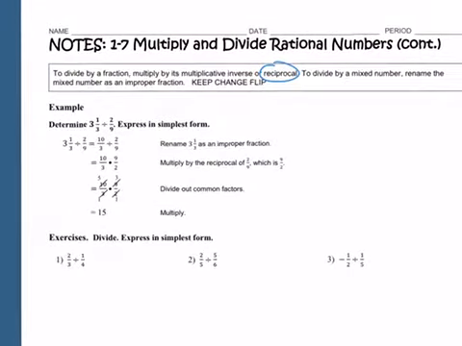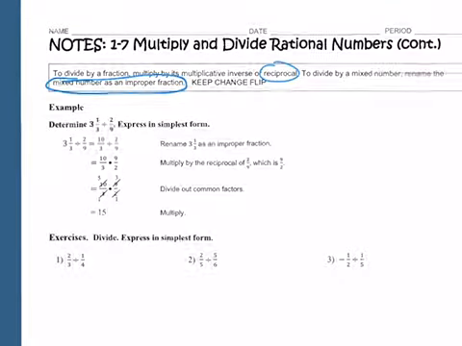To divide by a mixed number, rename the mixed number as an improper fraction. So we were doing that yesterday, so we're going to keep doing that today. Turn your mixed numbers into improper fractions. And then the main thing you need to remember is keep, change, flip. Keep, change, flip.